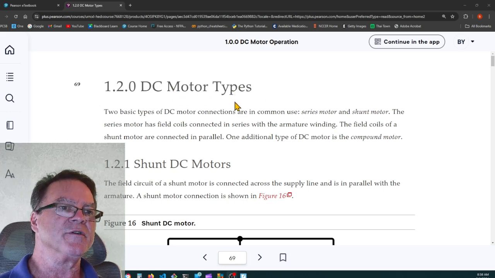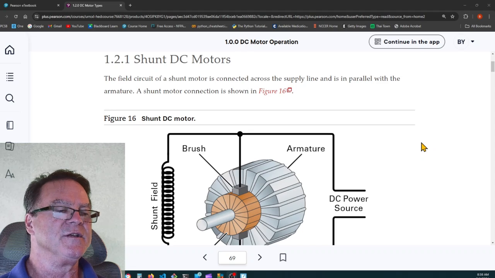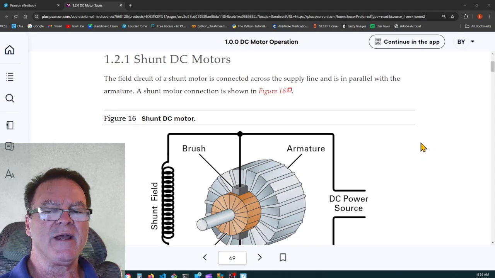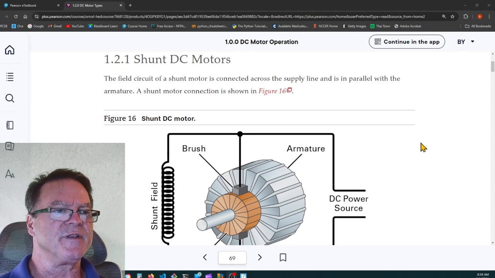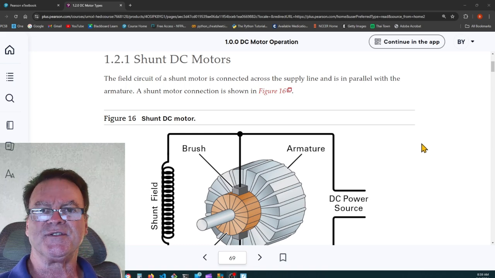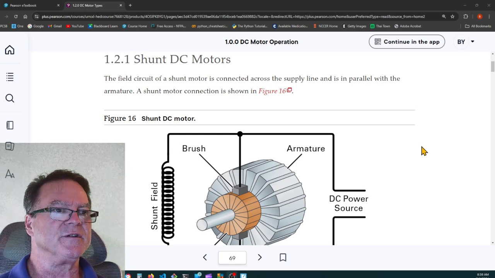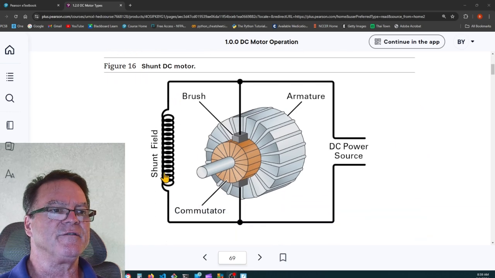1.2.0 DC motor types. Two basic types of DC motor connections are in common use, the series motor and the shunt motor. So here's the shunt motor. And when I say the word shunt, I want you to think parallel. Whenever you have a shunt resistor in a meter, that resistor is in parallel with the meter movement. It's shunt. So here's the shunt field winding, and it's in parallel with the armature.